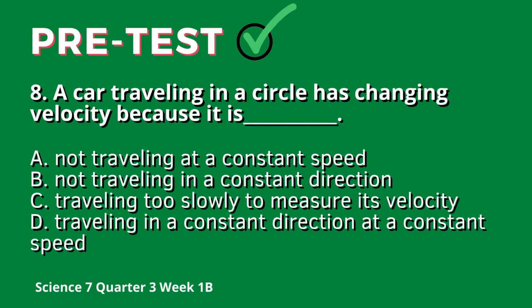8. A car traveling in a circle has changing velocity because it is blank. A. Not traveling at a constant speed. B. Not traveling in a constant direction. C. Traveling too slowly to measure its velocity. D. Traveling in a constant direction at a constant speed.